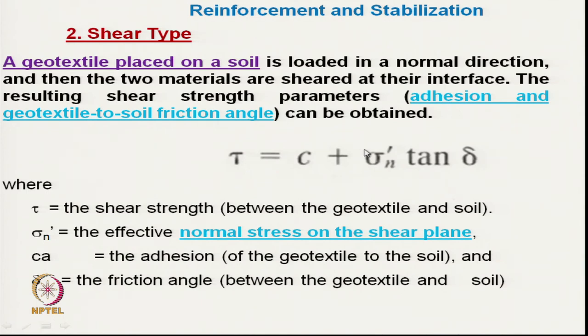Next is the shear type. A geotextile is placed on soil, is loaded in a normal direction, and then the two materials are sheared at their interface. The resulting shear force parameters are, that is, shear strength tau, and this sigma n is the effective normal stress on the shear plane. C a is the adhesion, here adhesion is geotextile to soil adhesion, and delta is the friction angle. So, from there we can calculate the shear strength between soil and geotextiles.